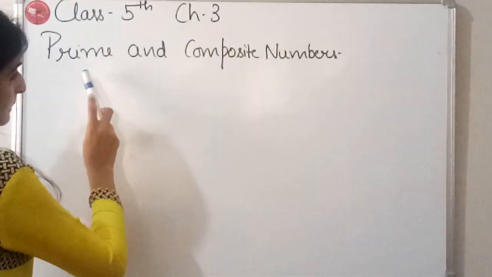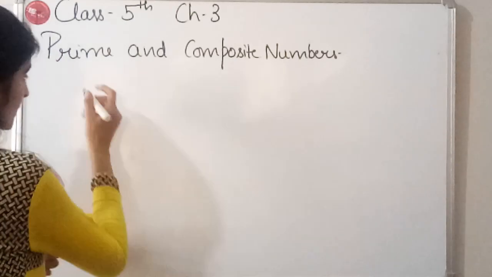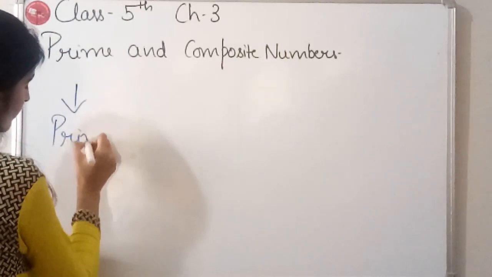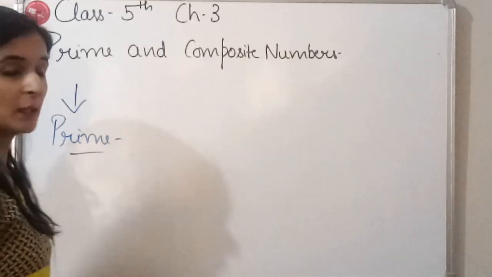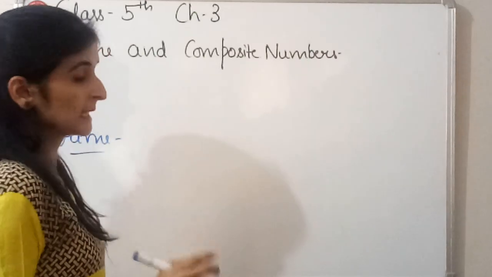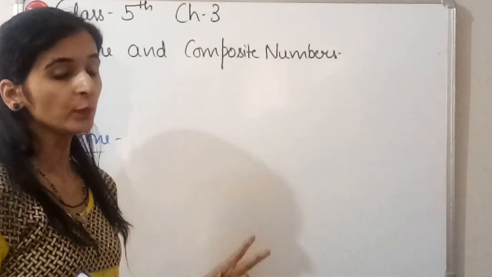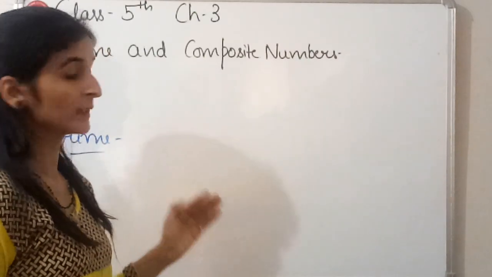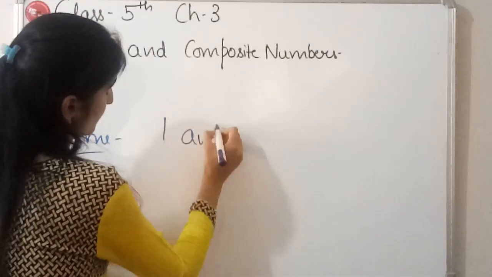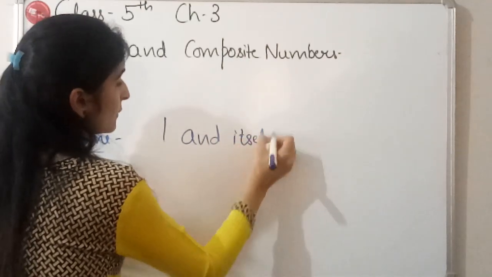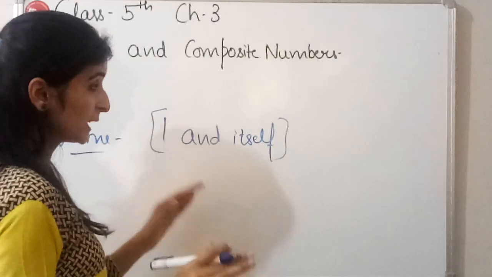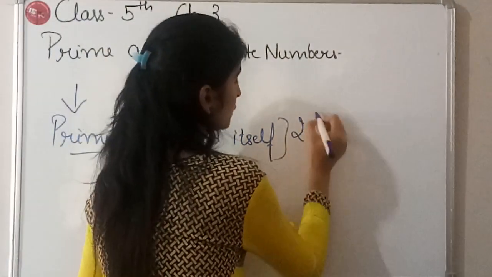So children, do you remember what prime numbers are? We have done prime numbers in our 4th class. A prime number is a number which is greater than 1 and has only 2 factors. It means it is divisible by 1 and the number itself. So it has only 2 factors.